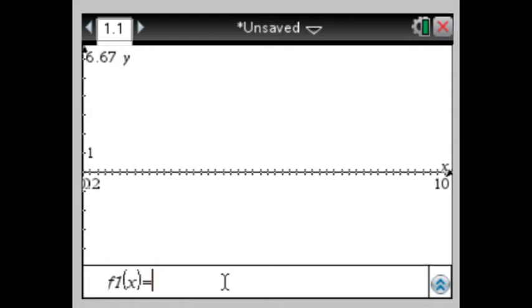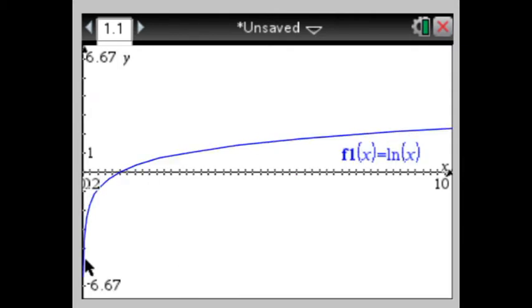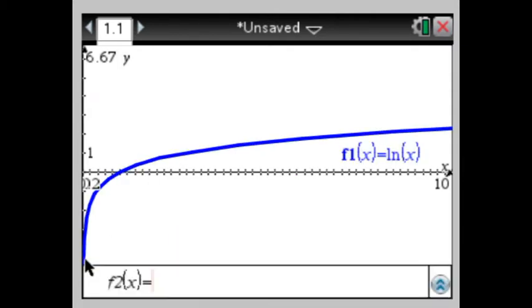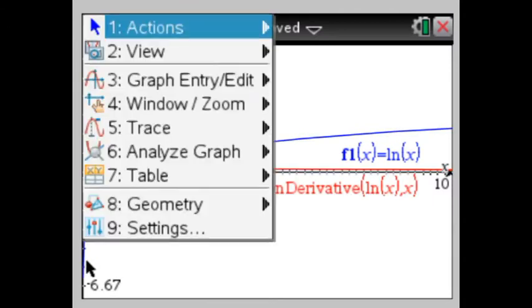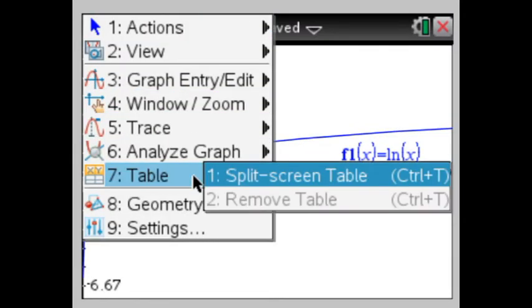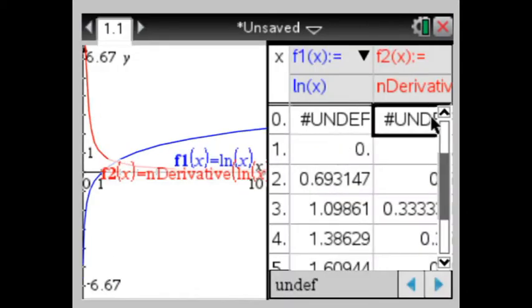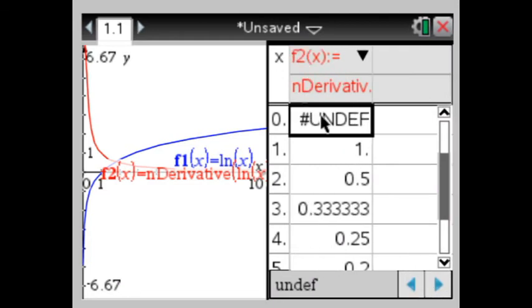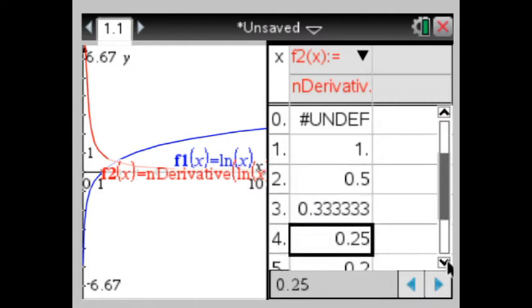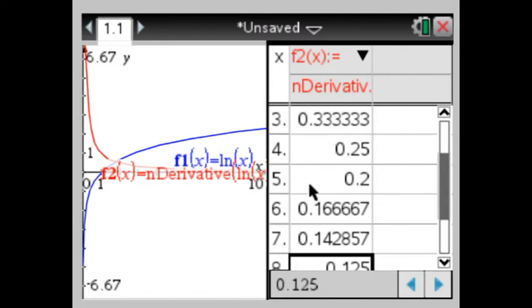Okay, so let's look at the graph of ln x and its derivative. You see that the derivative takes the shape of the graph 1 over x. So let's have a look at the table function, and we'll see more clearly that the graph is indeed 1 over x. When x is 1, the derivative is 1. When x is 2, the derivative is a half. When x is 4, the derivative is a quarter, etc.